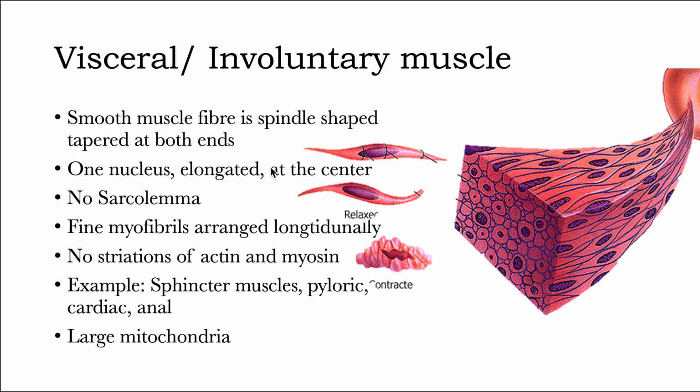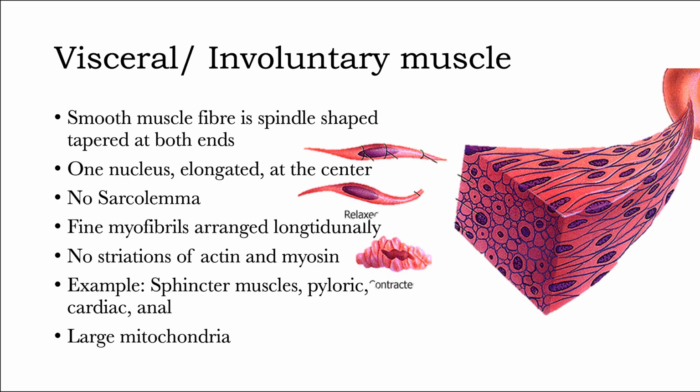They have one nucleus. They are elongated from the ends. They have no sarcolemma. They have fine myofibrils arranged longitudinally inside that cell. They have no striations, so they have no actin and myosin.